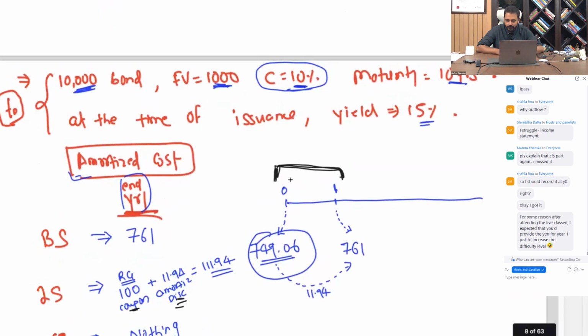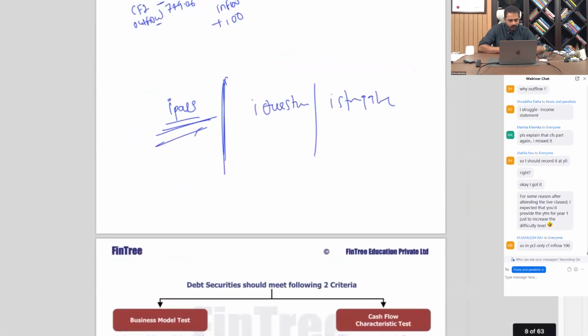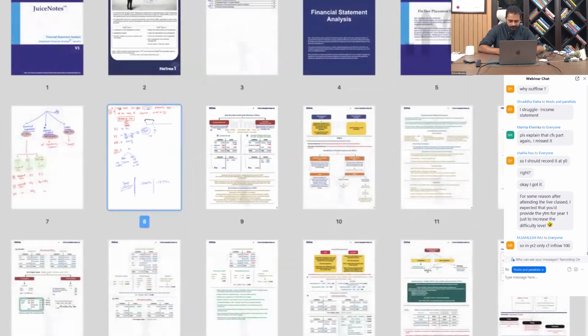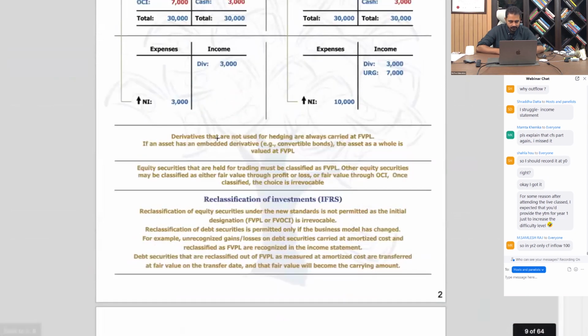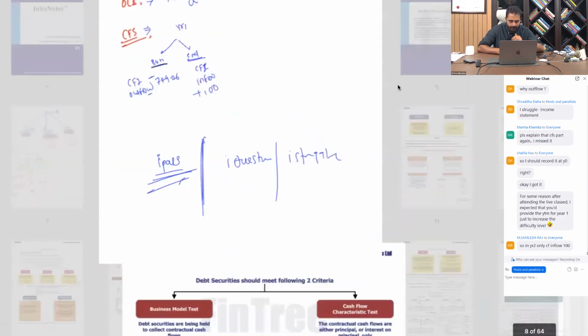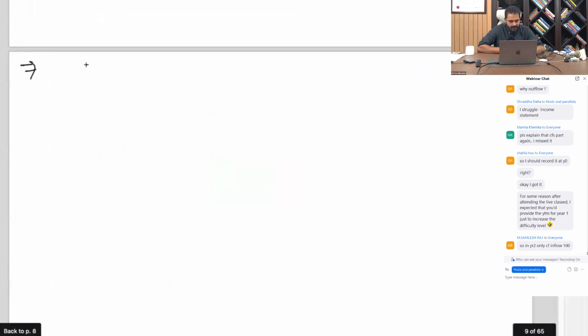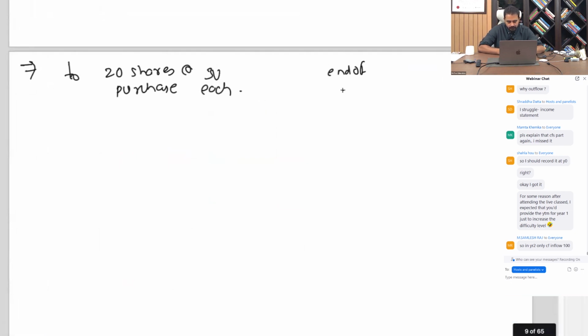All right. Hopefully you're comfortable with this. Now, rest of the accounting is fairly straightforward. So, for example, let's say one more quick example so that we consolidate the knowledge. At time 0, you purchased 20 shares at a price of 30 each.